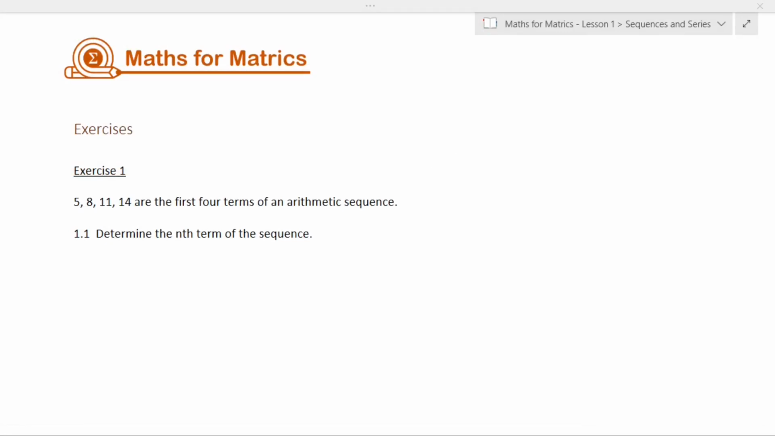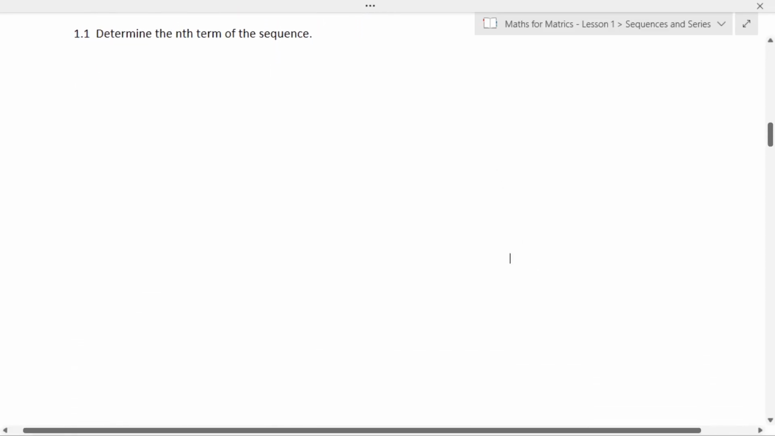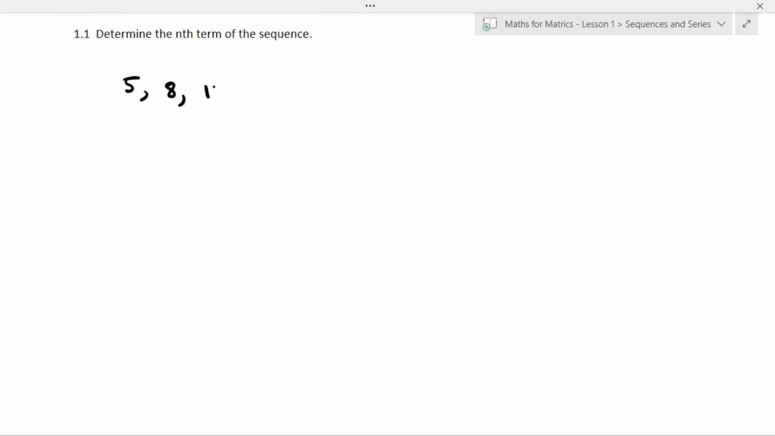Exercise number 1. 5, 8, 11, and 14 are the first four terms of an arithmetic sequence. 1.1. Determine the nth term of the sequence. In this exercise we are given the first four terms of the sequence, and they are 5, 8, 11, and 14. In order for us to determine the nth term, we need to find a, the first term of the sequence, and d, the common difference between the terms. And if we look at the sequence, 5 is the first term. Therefore, a is equal to 5.